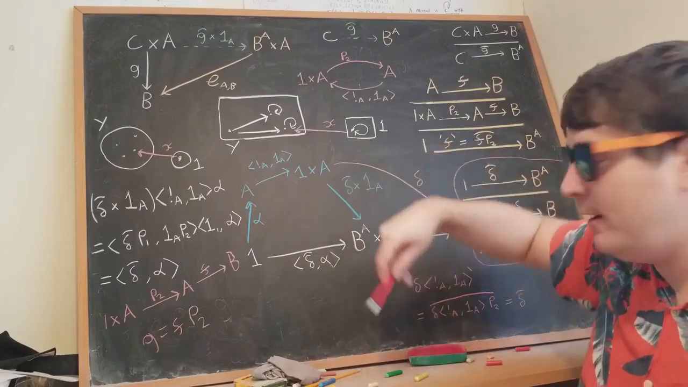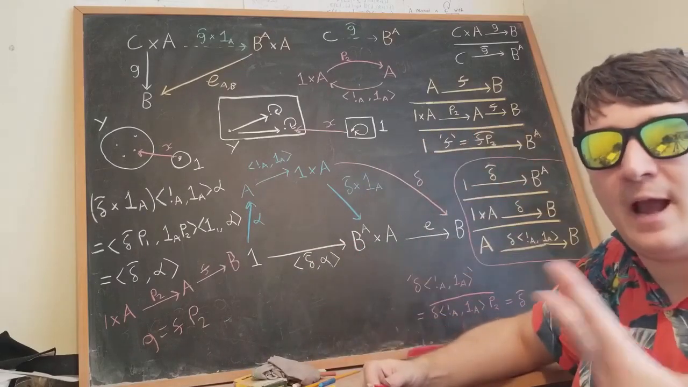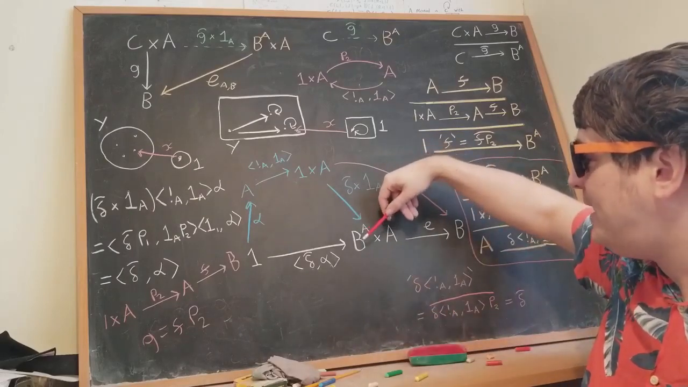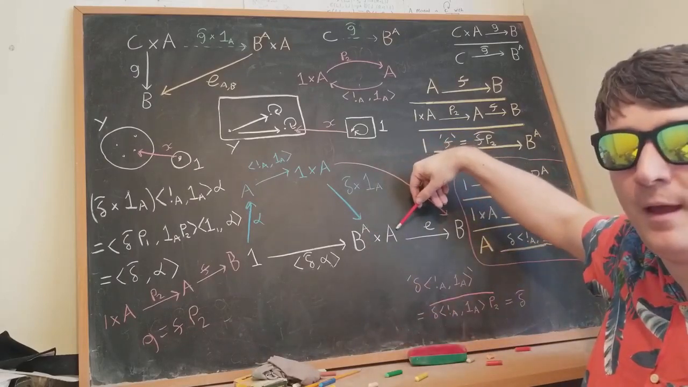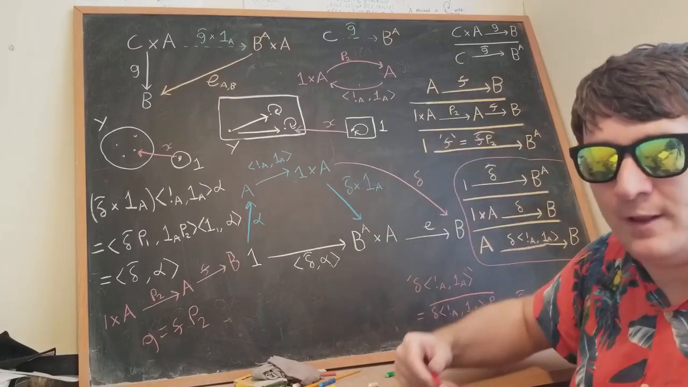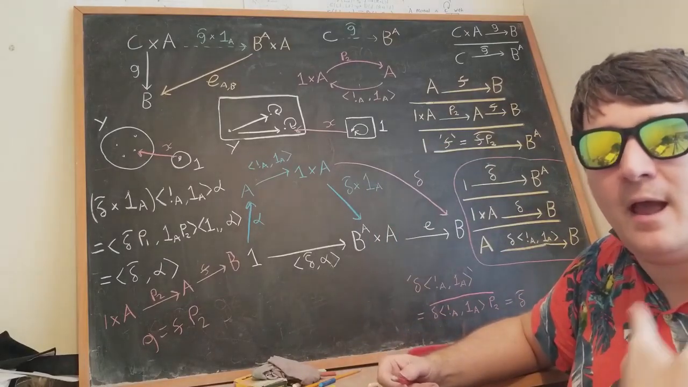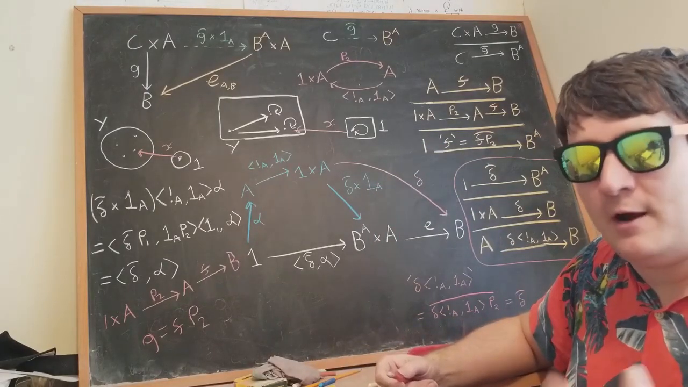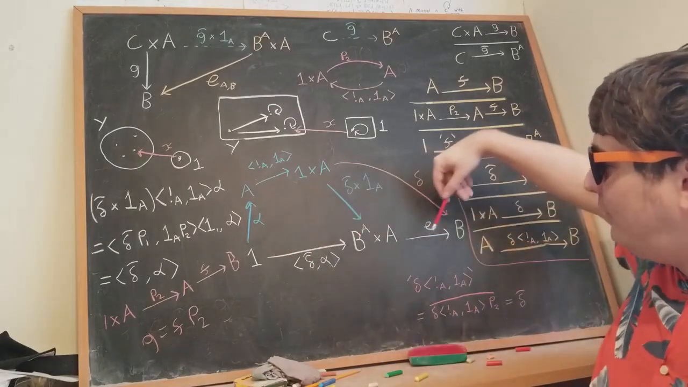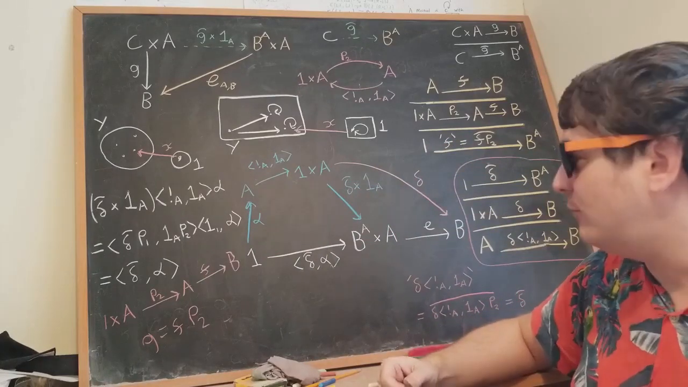And what we're doing then is we're evaluating those. If you're thinking in the category of sets, this will be like, you have a function from A to B, and you have an element of A, and when you evaluate, you apply that function to that element. But we're thinking in more generality, and we're actually going to see that, yes, this works kind of like that in general.